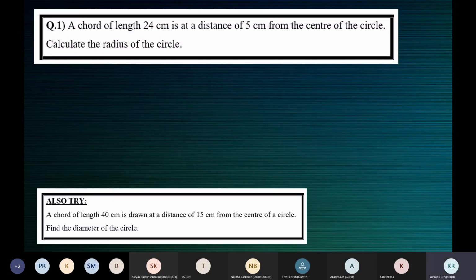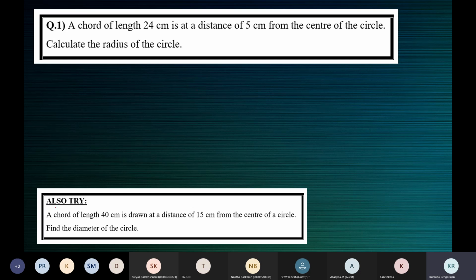Yes, children, what's the answer to this question? A chord of length 24 centimeters is at a distance of 5 centimeters from the center of the circle. Calculate the radius of the circle. Ma'am, I have got 13. The radius is 13 centimeters. Okay. So the first thing is we have to incorporate all this information in a circle.